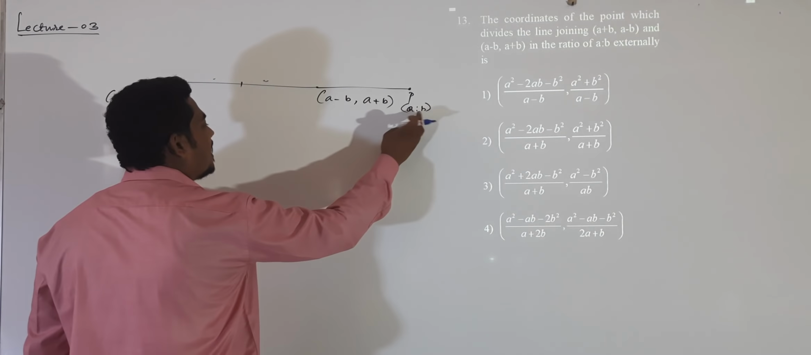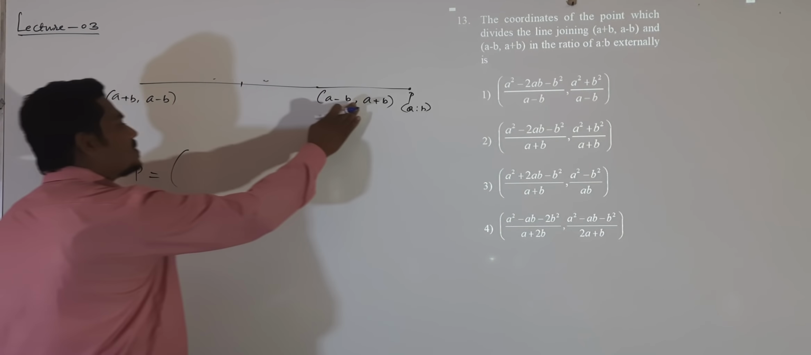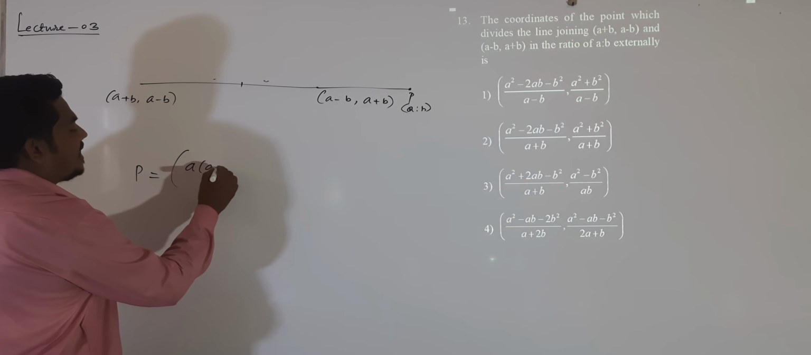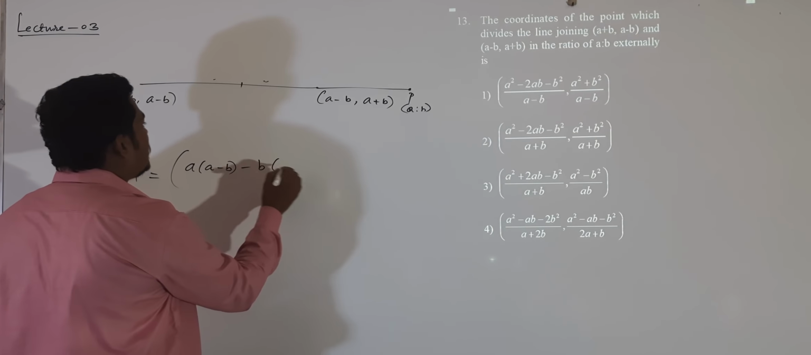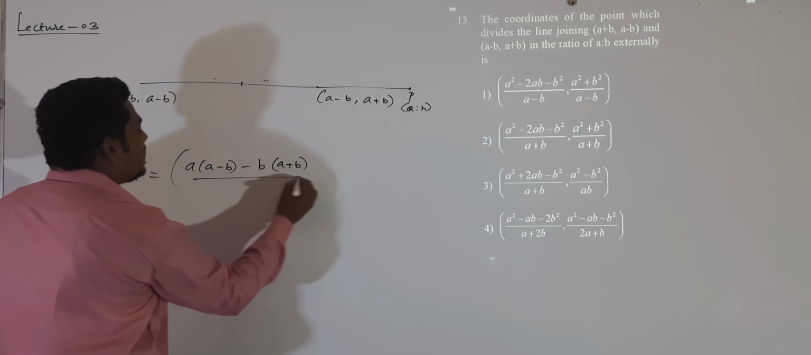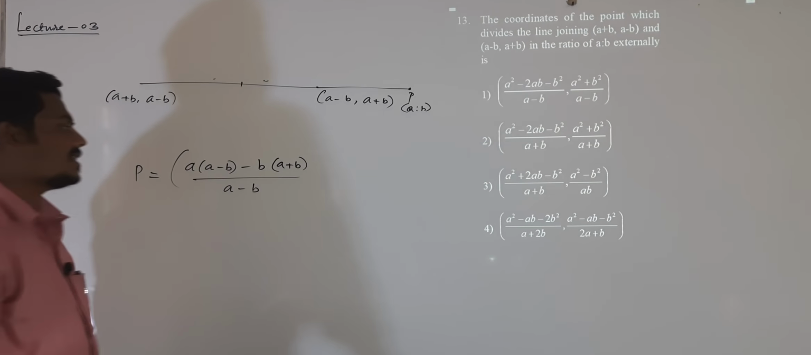Here m value A, n value B. This is x1 y1, x2 y2. M x2, A into what is x2? A minus B minus n x1, B into what is x1? A plus B divided by A minus B, m minus n.